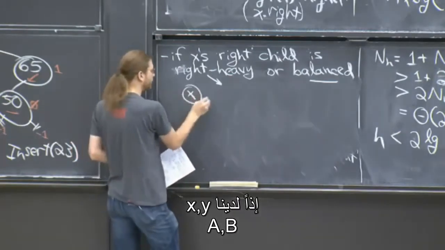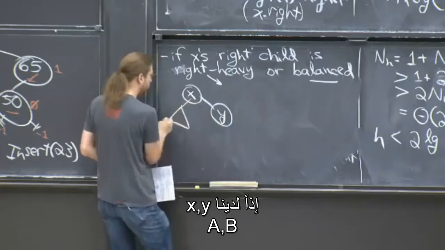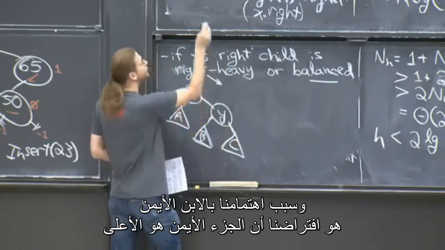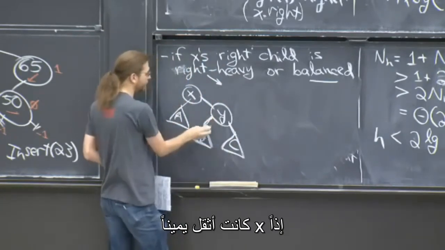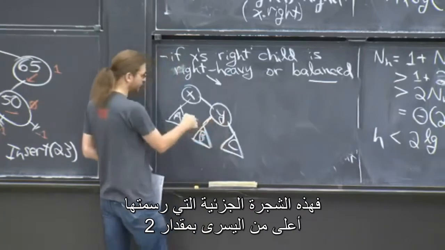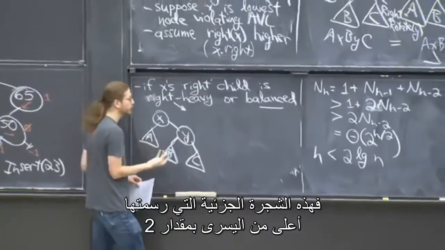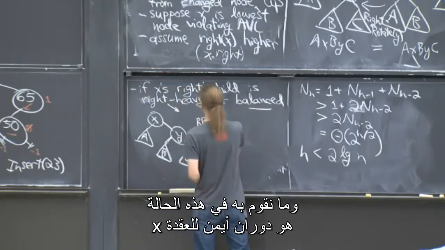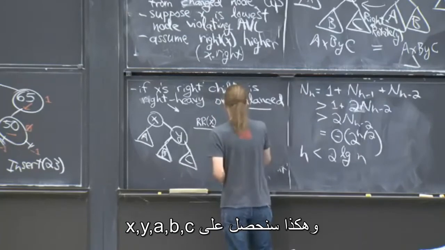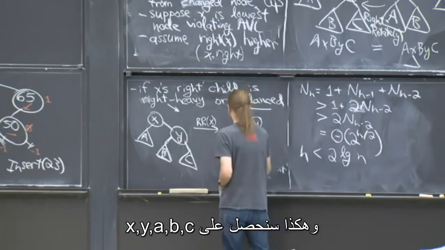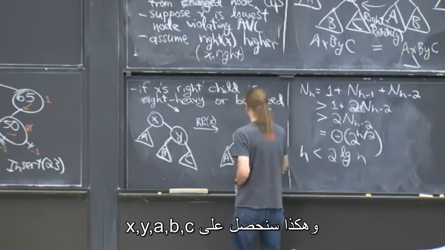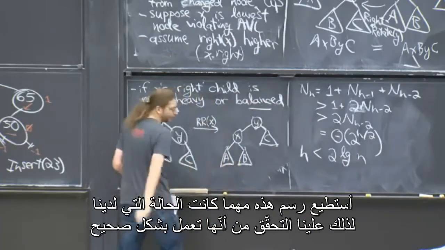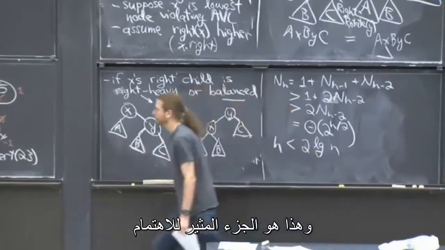So we have x, y, a, b, c. Why are we looking at the right child? Because we assume that the right one is higher, so that x was right heavy. So this subtree, as I've drawn it, is higher than the left one by 2, in fact. And what we do in this case is a left rotate of x. And so we get x, y, a, b. I could have drawn this no matter what case we're in, so we need to check this actually works. That's the interesting part, and that's over here.